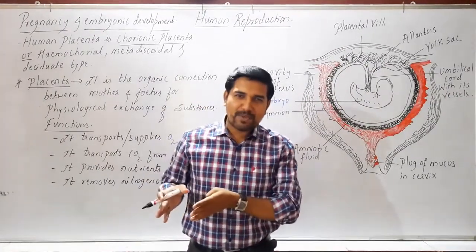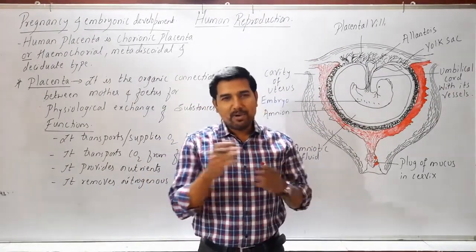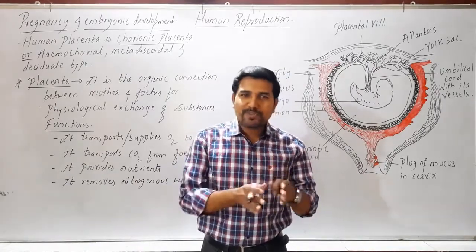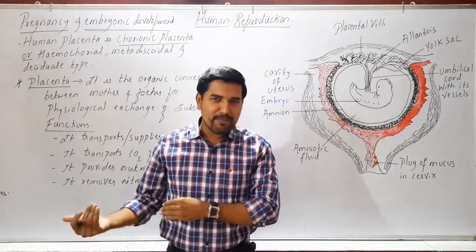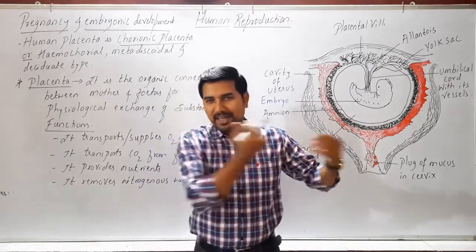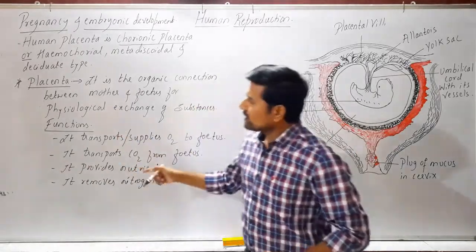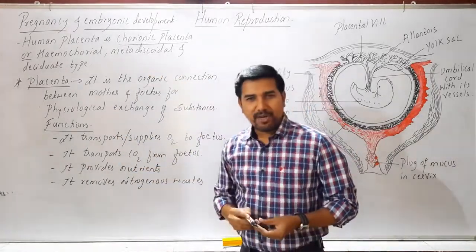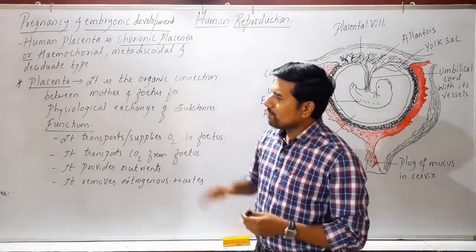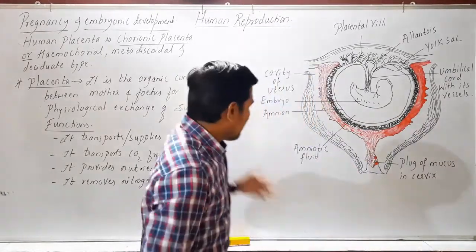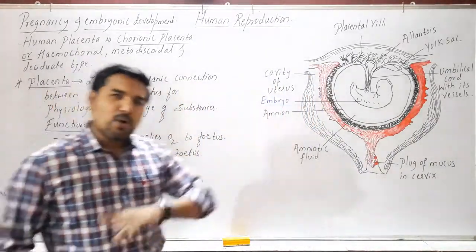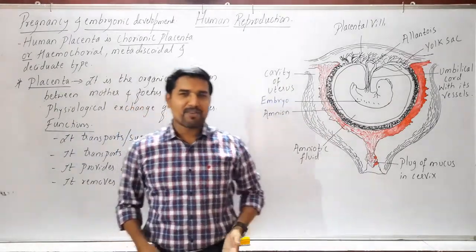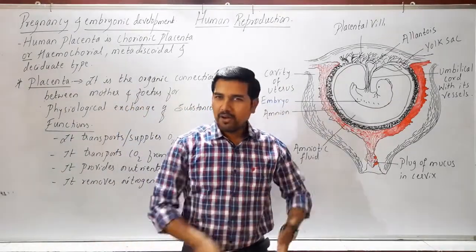Nutrients are supplied through the placenta to the fetus, and oxygen is also supplied. So useful materials are supplied to the developing embryo, and waste substances are removed. And all these processes occur through the placenta only. So this is the major function of the placenta. And initially the placenta acts like all the organs of the fetus. Before it is developed fully, it acts like all the organs.